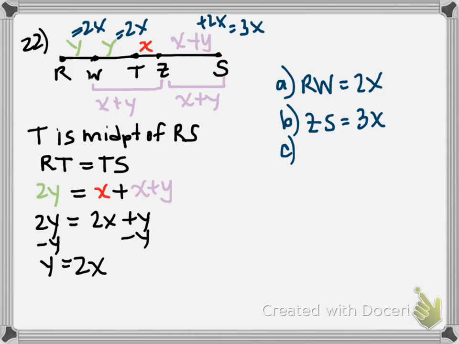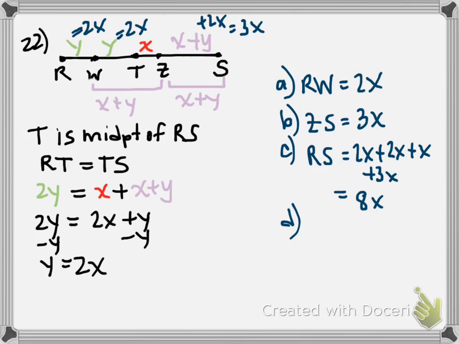What's the length of RS? RS is going to be the 2x plus the 2x plus the x plus the 3x for a grand total of 8x. And D, what's the value of WZ? Let's see, WZ is going to be the y, which is 2x plus the x for a grand total of 3x.